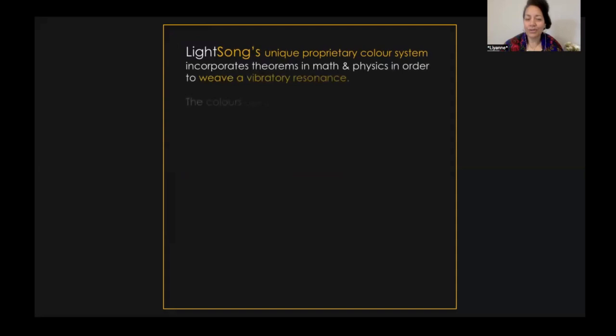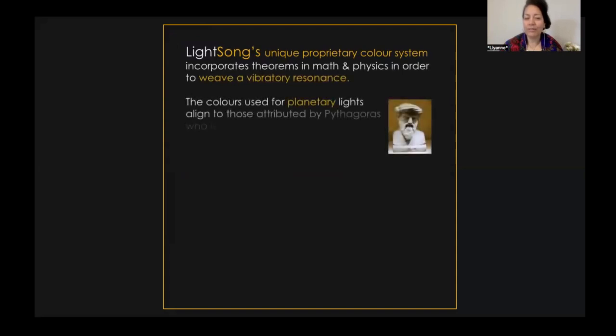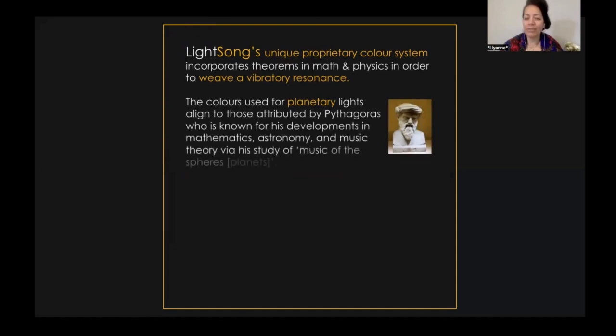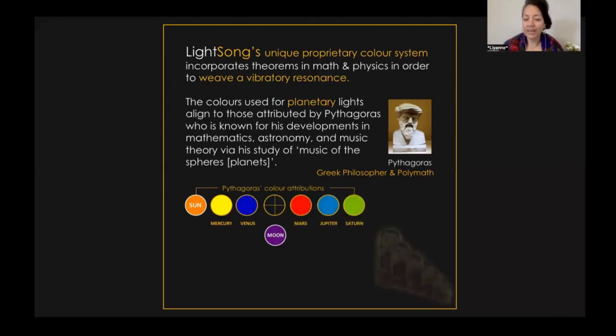The colours that I use are those attributed by Pythagoras, who was known as the father of music because of his development of the musical intervals. And that was from his study of the music of the spheres. And the spheres are actually the planets. Here are the colours that he attributed to each of the planets that were visible to people in his day. So it only went out to Saturn, because only out to Saturn is visible with the naked eye.